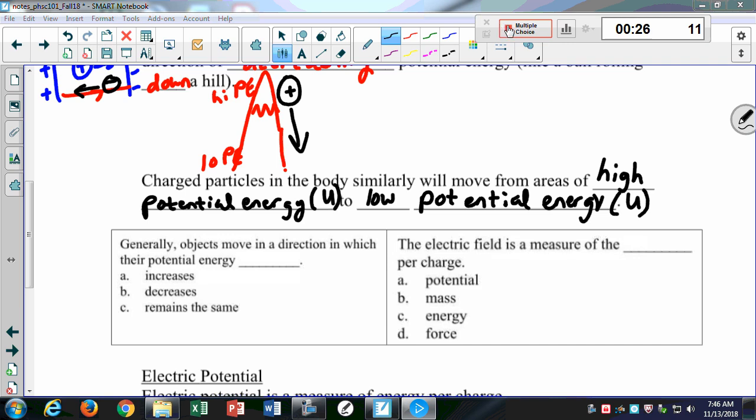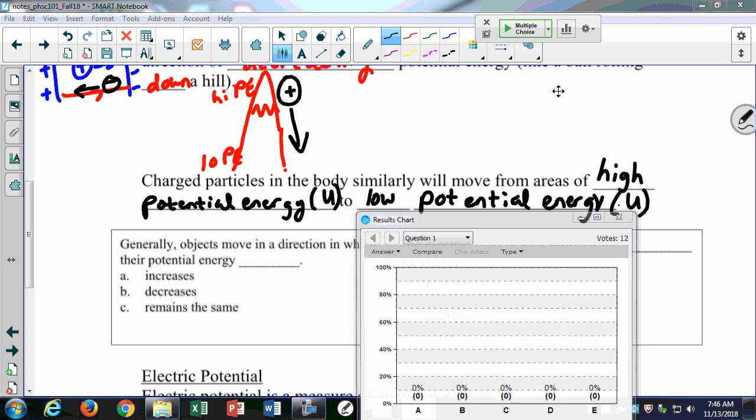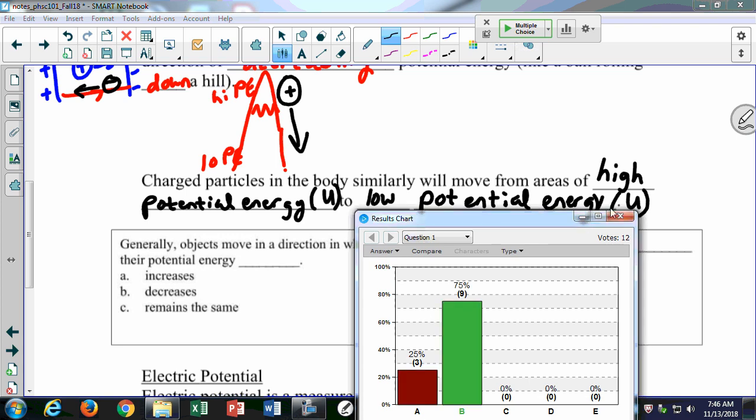Alright, let's stop at 30. Okay, good. B is right.